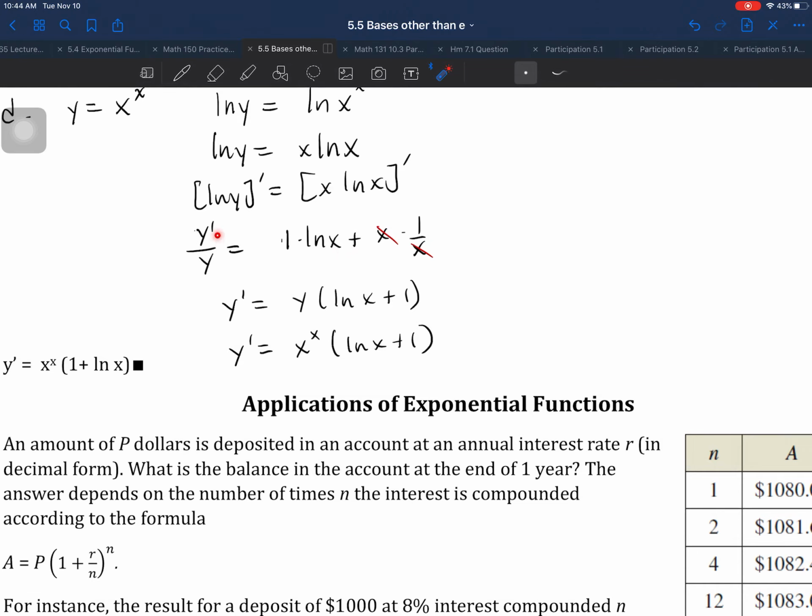But if you notice, we're trying to find y prime, so we're going to have to multiply both sides by y. So I multiply the right side by y. If you want to see it, it's sort of like this. Multiply this by y, multiply this by y. Those cancel each other out. And now we have y times this whole thing.